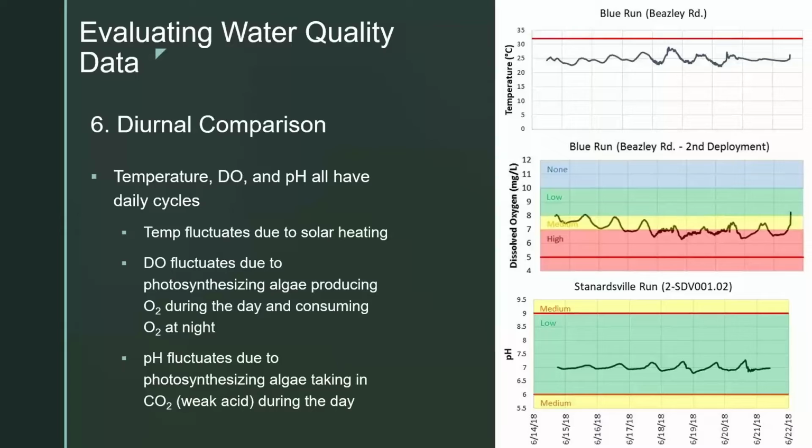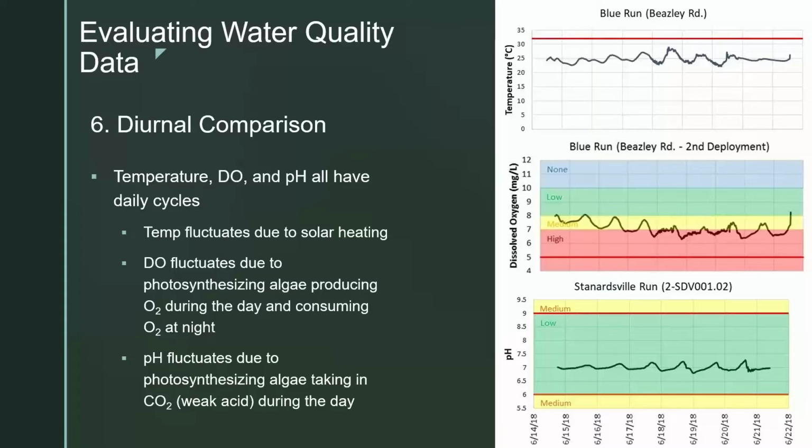Looking at these three parameters, temperature, dissolved oxygen, and pH, all three of them will have natural daily cycles. Obviously, temperature is going to go up during the day and down at night. But that's actually primarily driven by sunlight, and it's actually driven less by the temperature of the atmosphere. For instance, if you're in the summertime and you've got a day that's maybe a little cooler, maybe a day in the 70s, but you've got very bright sunlight, you might actually see higher temperatures in the stream than on a 90-degree day that's very cloudy.